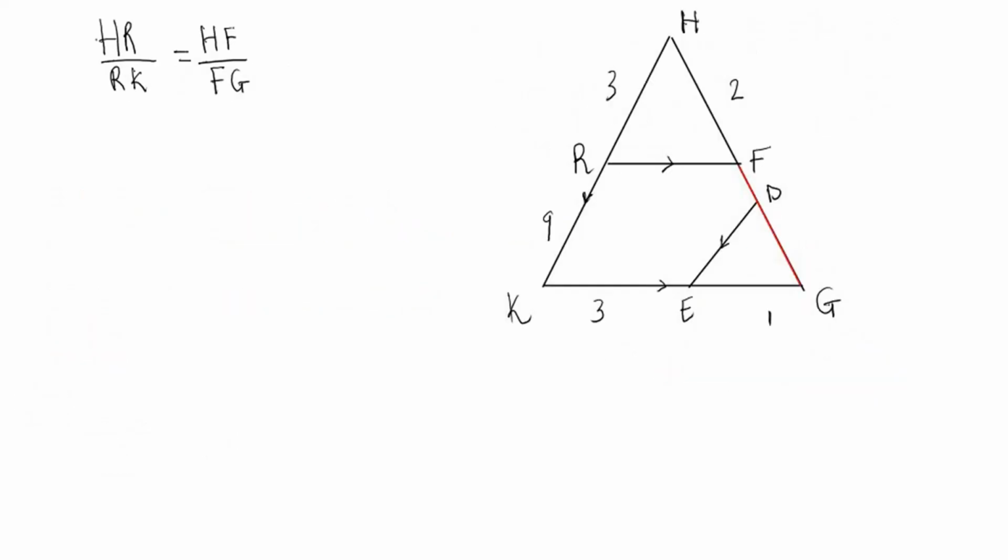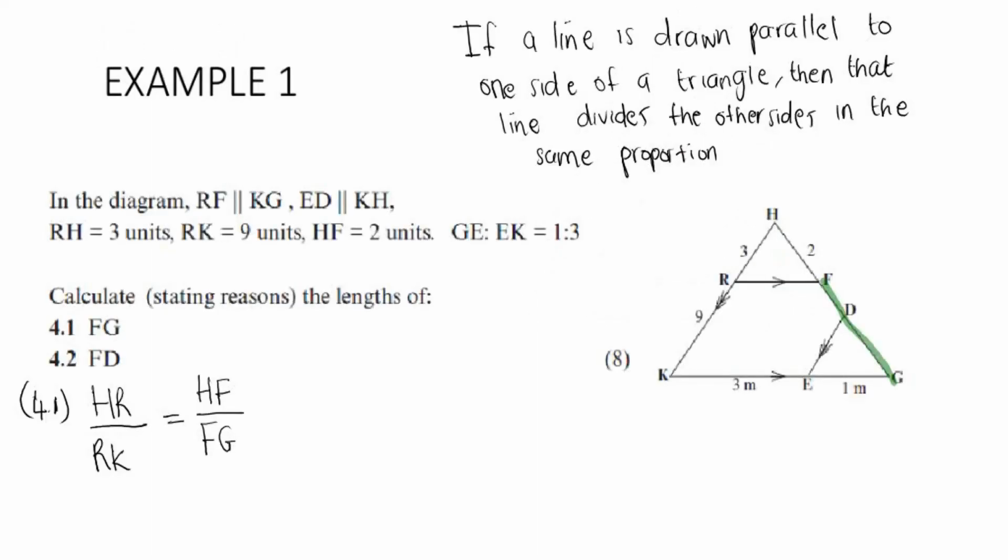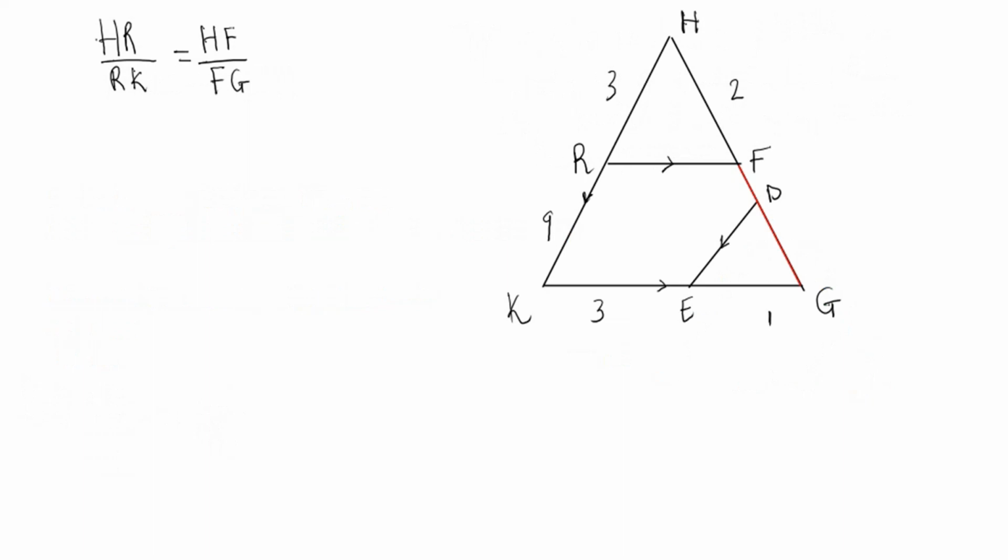Like I mentioned, guys, in this question we are required to calculate the length of FG. So basically what I've done is I've redrawn the triangle to just help us see what is going on, because I don't want to be going back and forth. And then, guys, that is the proportionality theorem: HR over RK is equal to HF over FG.